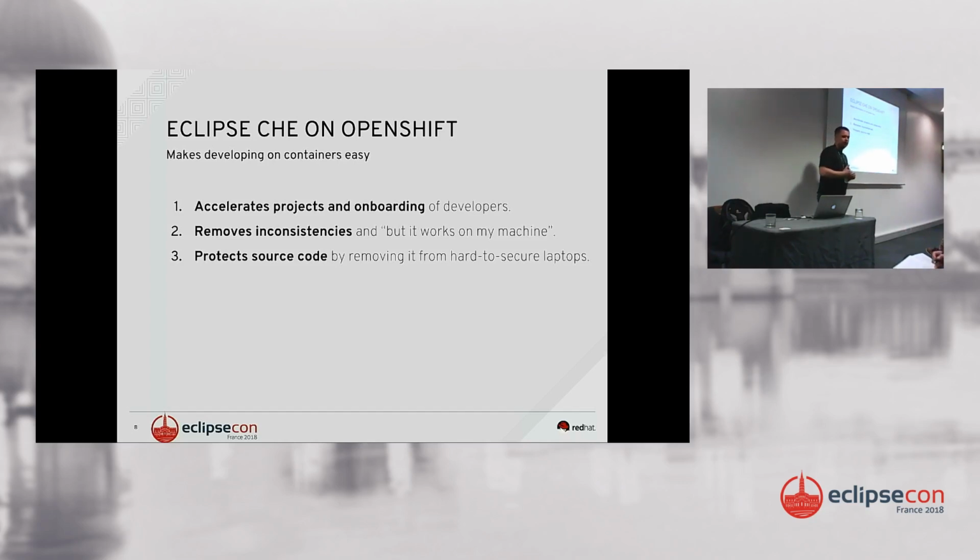Another interesting point is protecting source code. It's not locked somehow; it's still in the source like Git. But instead of pulling source code onto a laptop, which is a hard-to-secure device and easy to lose, you put the sources on a centrally managed OpenShift cluster, which is easier to secure and less likely to be lost somewhere.